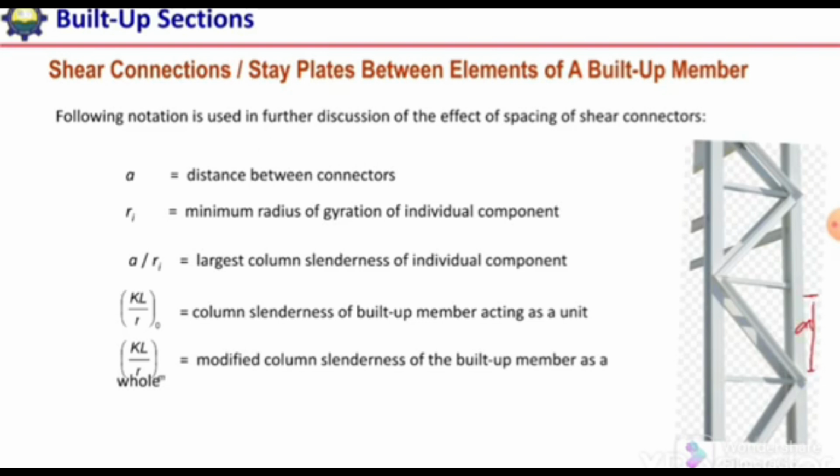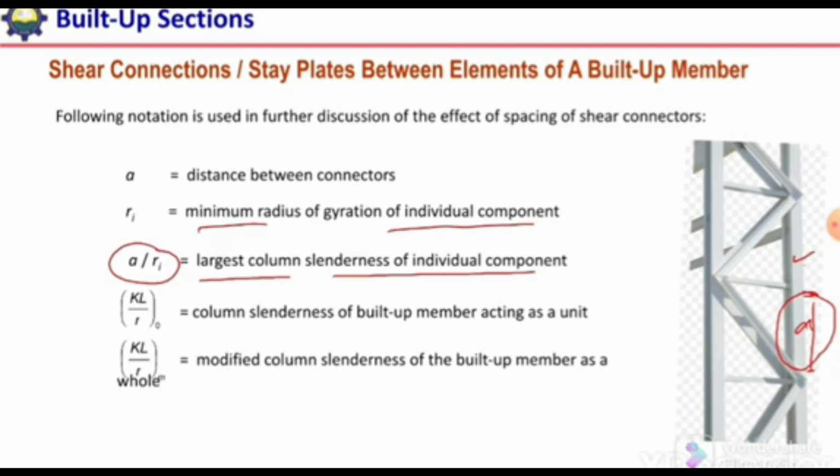The clear distance between the connectors is equal to a. ri is the minimum radius of gyration of the individual components. If we see this C section, it is the minimum radius of gyration of this section. So a over ri is equal to the largest column slenderness ratio of the individual component, corresponding to the x-axis, y-axis, z-axis, or whatever is the weak axis.